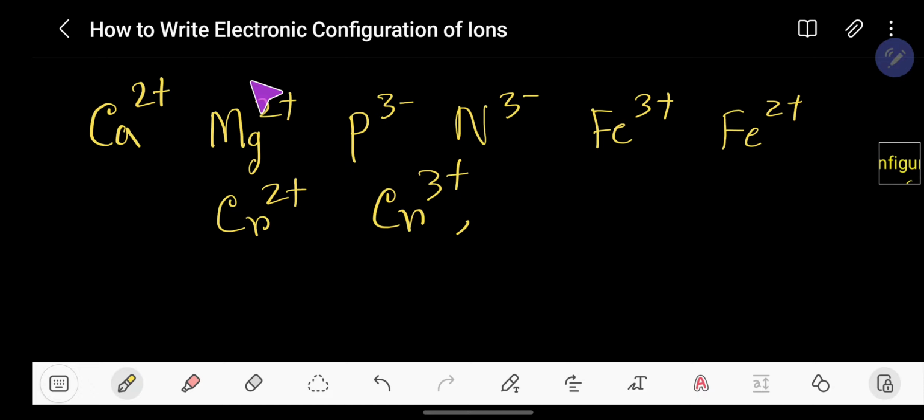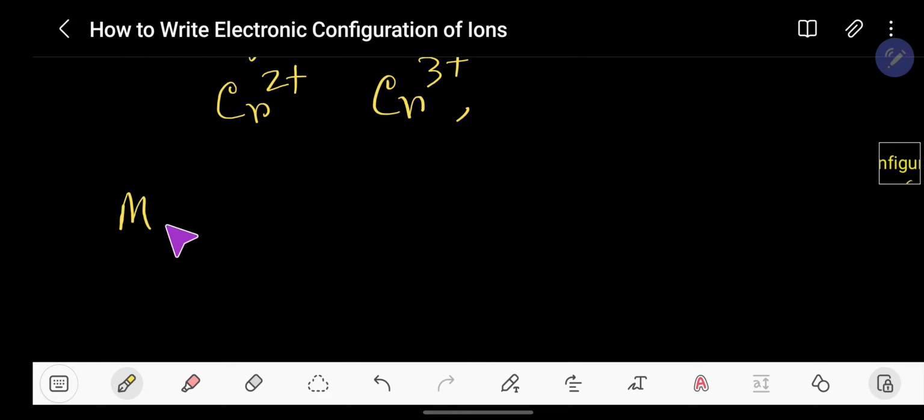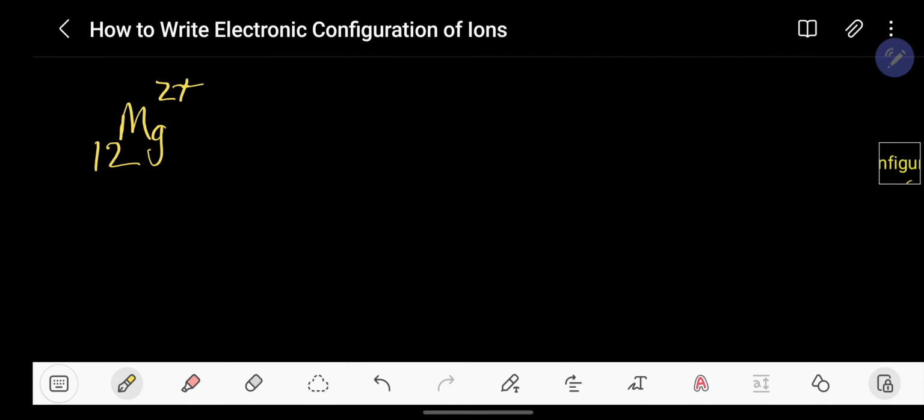In this video, I will teach you how to write the electronic configuration of ions confidently. At first I will show you the electron configuration of magnesium 2+. You know that magnesium is an element whose atomic number is 12. So we have to write the electron configuration of magnesium 2+. To do that, you need to write the electron configuration of neutral magnesium.